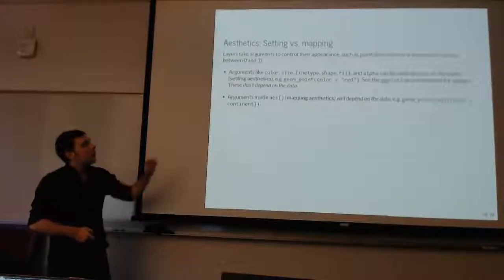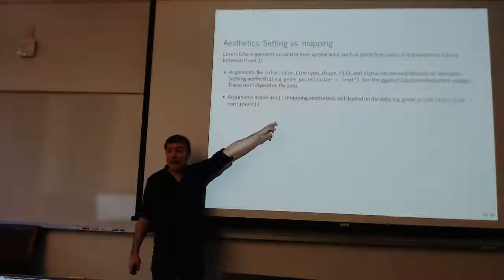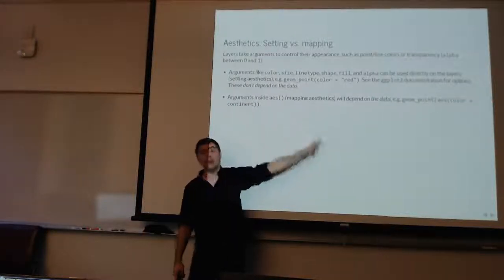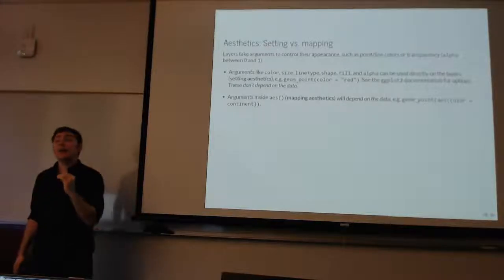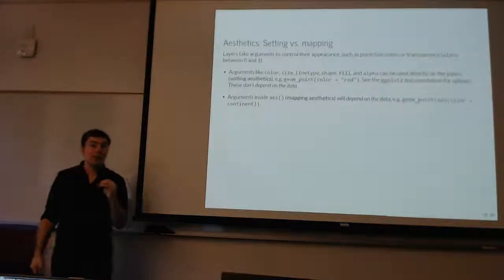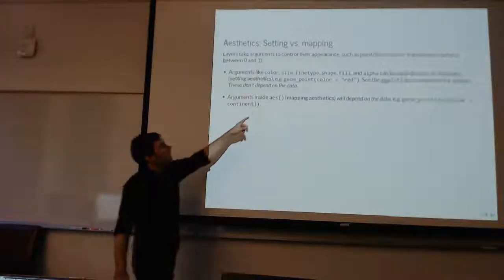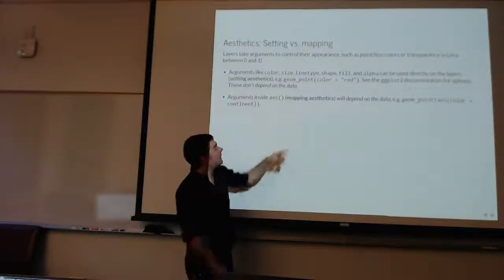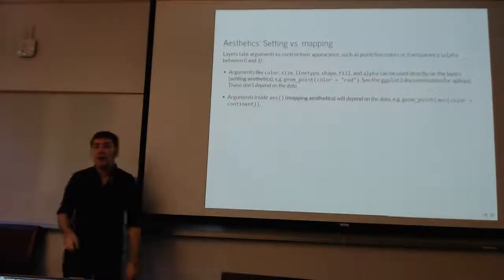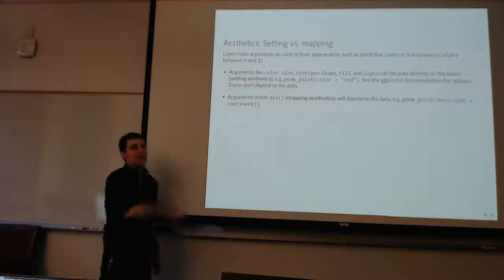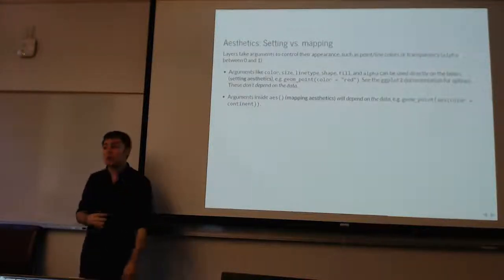However, if you put arguments inside of this function, aes, instead of setting it, they become what we refer to as mapping aesthetics. A mapped aesthetic is something whose value depends on a variable we've given it, or a function of a variable we've given it. So, if instead of doing geom point color equals red, I did geom point aes color equals continent, that's going to make the color of every scatterplot dot in that geom point be different for each continent that's on it.